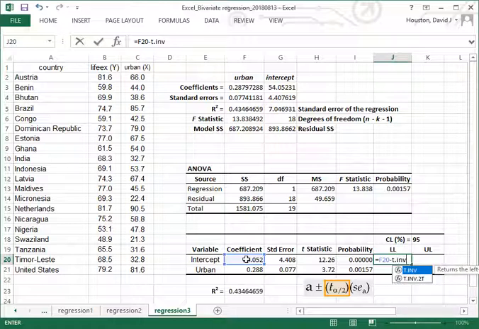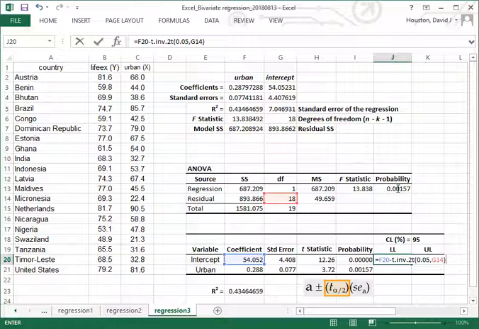T.INV.2T, comma, 0.05, comma, degrees of freedom will be 18, and I'll close parentheses. What this is going to do, for a two-tailed test, is take the 0.05 probability value and put 0.025 proportion of the area under this t distribution in the upper right-hand tail and the other 0.025 proportion down in the lower left-hand tail.